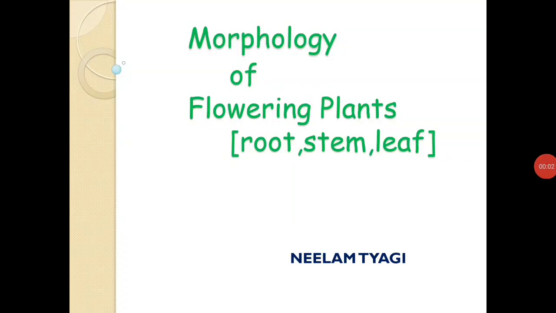Good morning, class. Our today's topic is Morphology of Flowering Plants. This is the fifth chapter of your syllabus, and today we are going to study under the morphology of the angiospermic plant or flowering plants: the morphology of root, stem, and leaf.